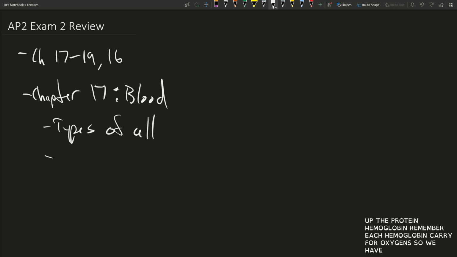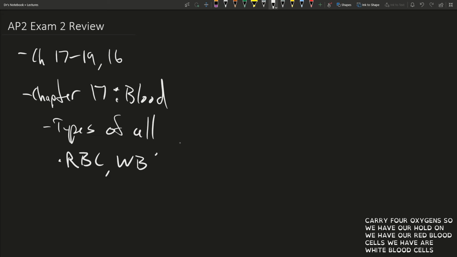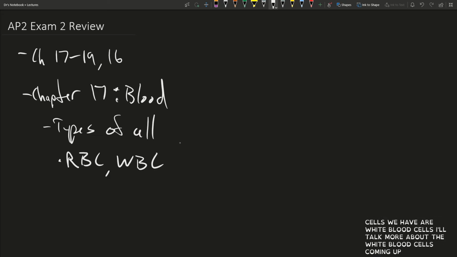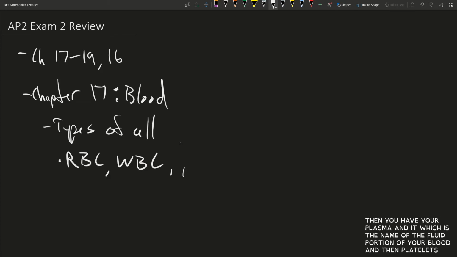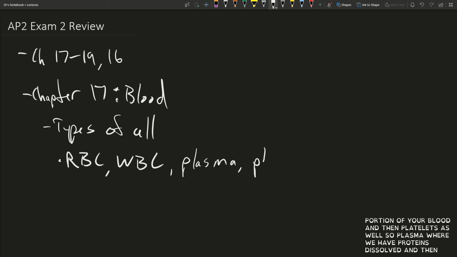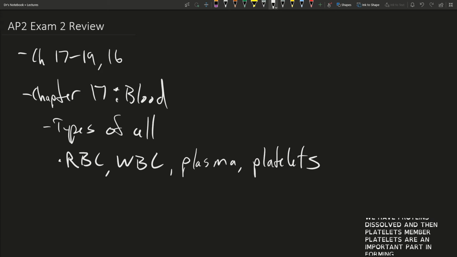So we have our red blood cells. We have our white blood cells, and I'll talk more about the white blood cells coming up here soon. Then you have your plasma, which is the fluid portion of your blood, where we have proteins dissolved, and then platelets as well. Remember, platelets are an important part in forming clots for stopping blood flow.